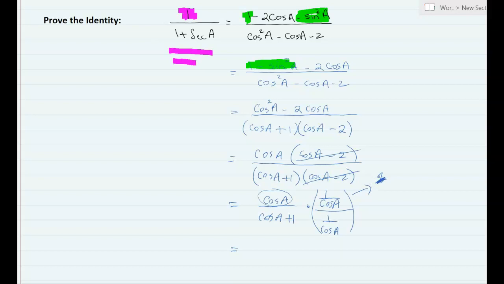All right, let's go through and simplify. So that would be 1 right across, and here notice that the part that you're multiplying will be 1 plus 1 over cos a. That's the denominator. When you multiply the denominator by that, you will get that. And that is 1 over 1 plus secant of a. And that's how you prove this identity.